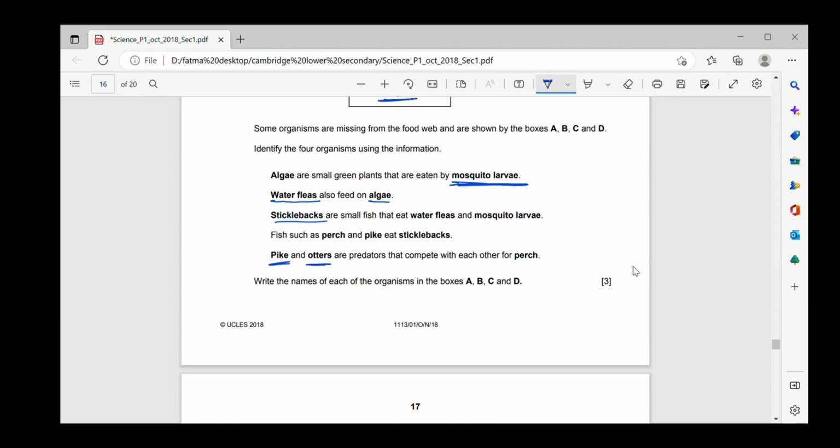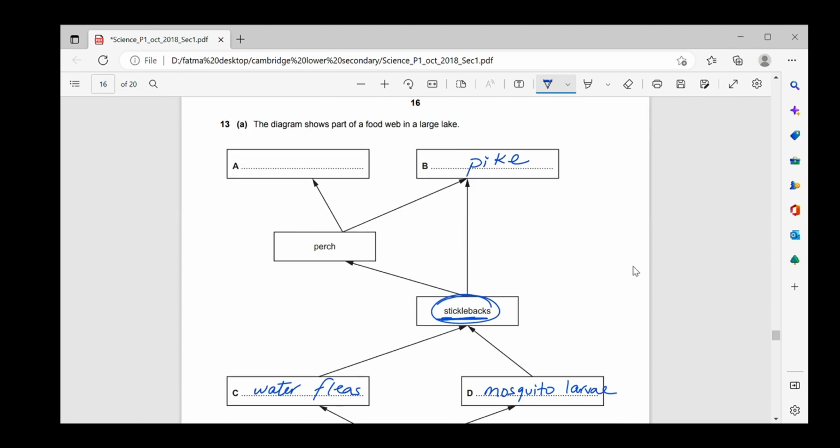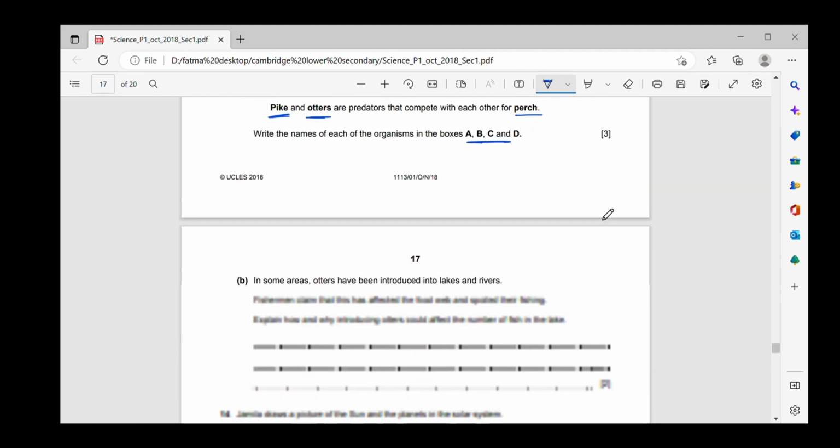Pike and otters are predators that compete with each other for perch. Write the names of each of the organisms. So pike and otters are predators. So we wrote pike here. Pike and what? Pike and otters are predators that compete with each other for perch. By this, we are done with this part.